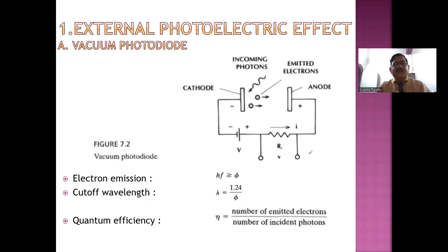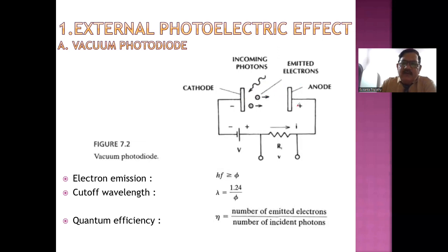So to start with the external photoelectric effect, let us try to understand the basic principle by using what is called a vacuum photodiode. In this diagram, what I have shown is two electrodes. One is the cathode, another is the anode, and the light is incident on this cathode. As a result of the photoelectric effect, the electrons will be ejected out of this cathode.